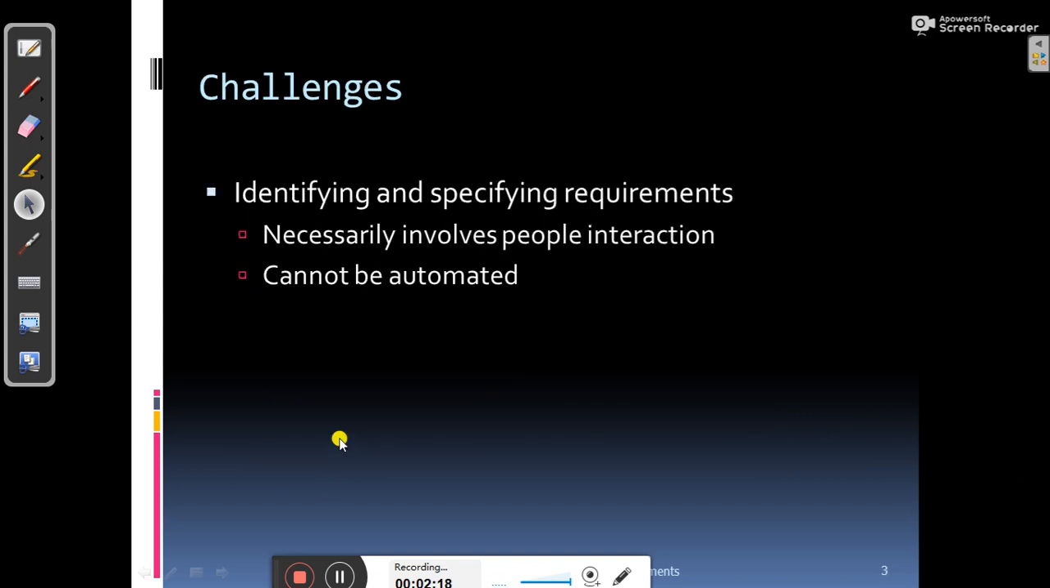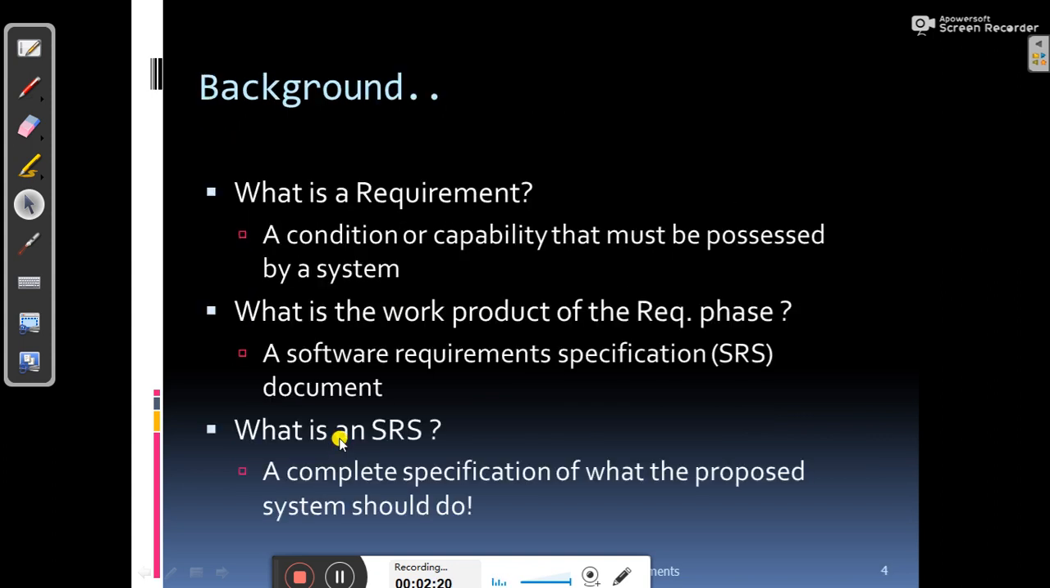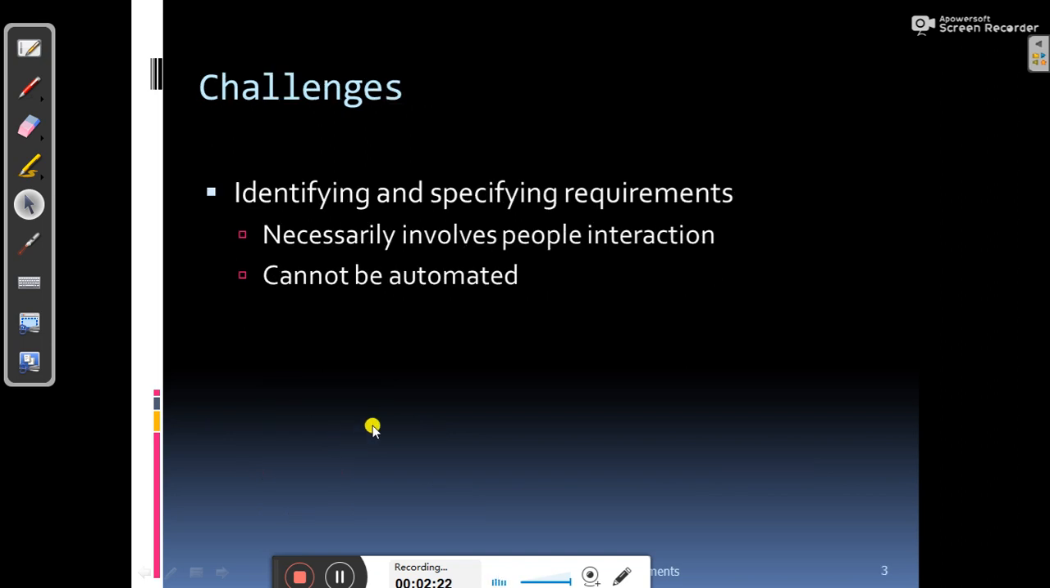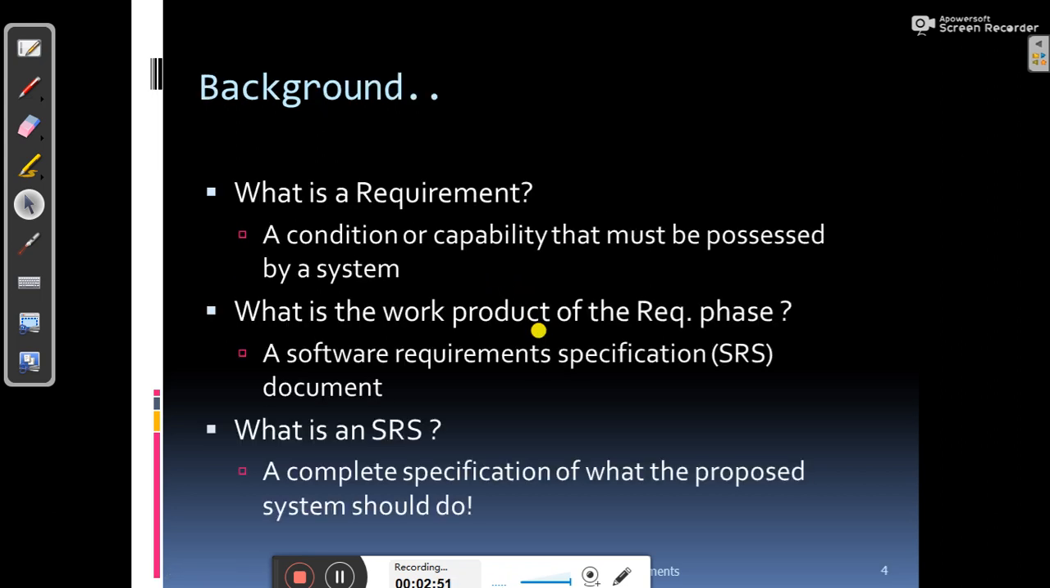So basically there are challenges like identifying and specifying the requirements. That is the main challenge. It necessarily involves people interaction. To identify and specify the requirements, we need the involvement of lots of people, and we need to interact with them, and it cannot be automated. We cannot automatically decide what will be required. It will be based solely on the need of the output or the need of the input.